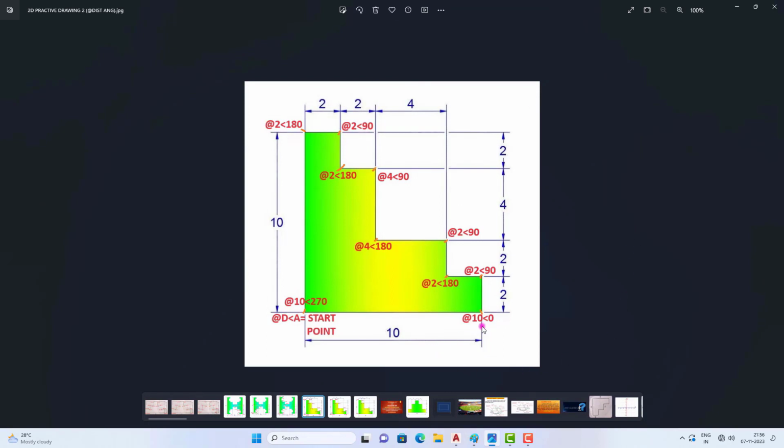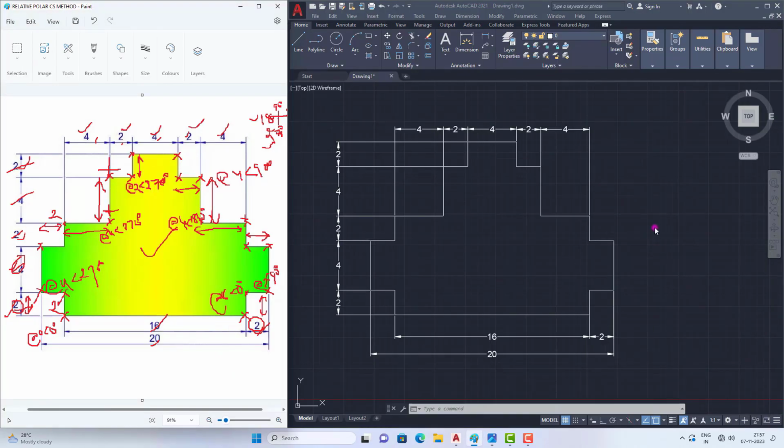So I have already calculated the coordinate values. Once check how those coordinate values are getting, and you can practice by using this relative polar coordinate system once in your systems. So if you practice more and more, you will become perfect in using coordinate systems and in using commands also. So in the further videos, we will be going into the difficult drawings.